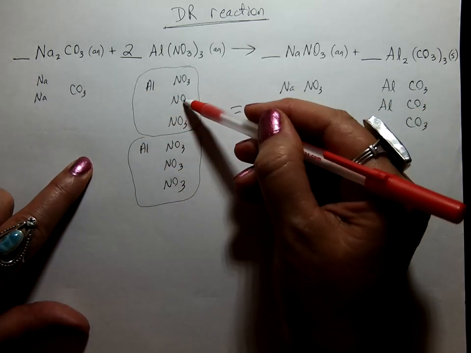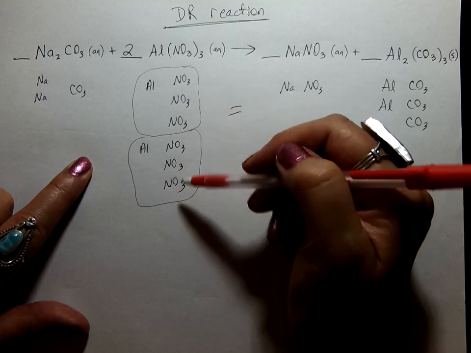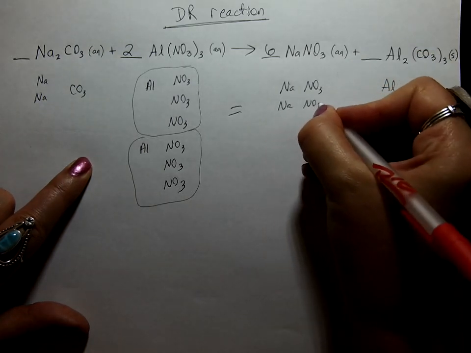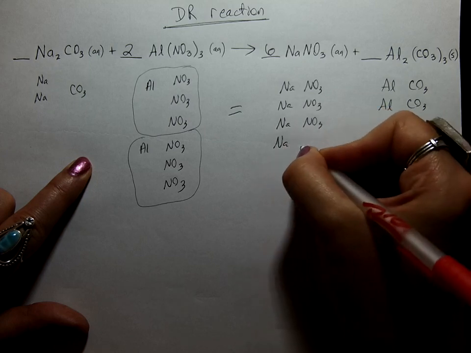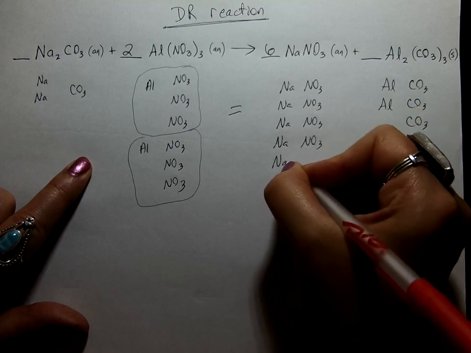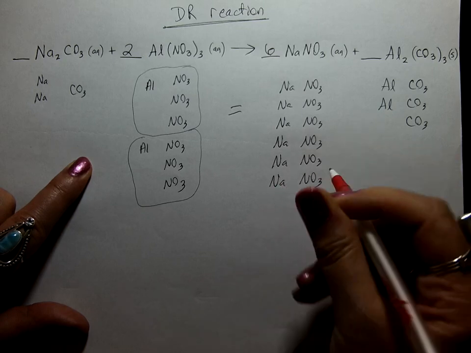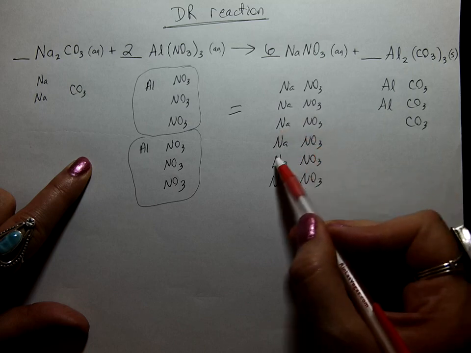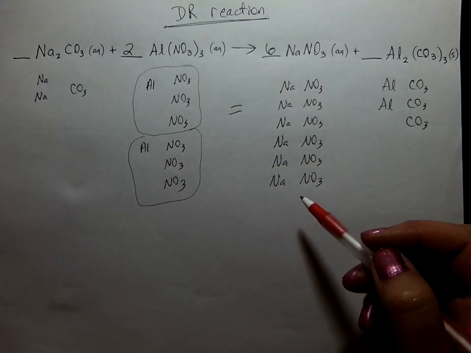Now I have 1, 2, 3, 4, 5, 6 nitrates. NO3 is nitrate. So I need to put a 6 in front. So there's 2, 3, 4, 5, 6. I have 6 NaNO3s. 1, 2, 3, 4, 5, 6. That gives me 6 nitrates to go with the 6 nitrates.